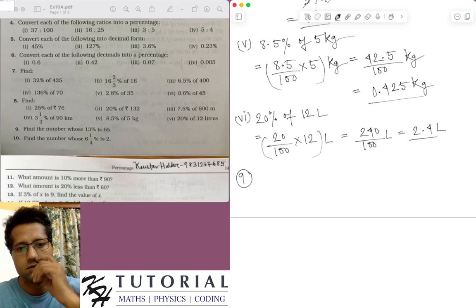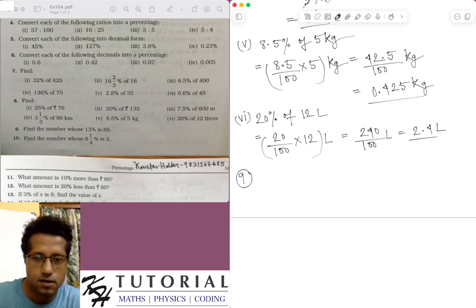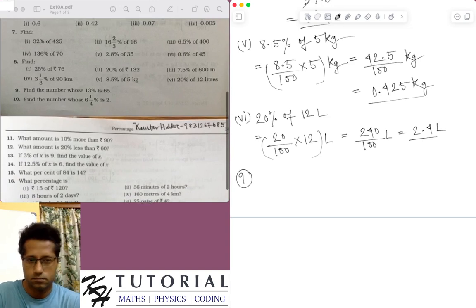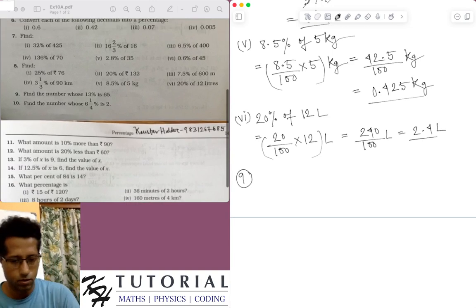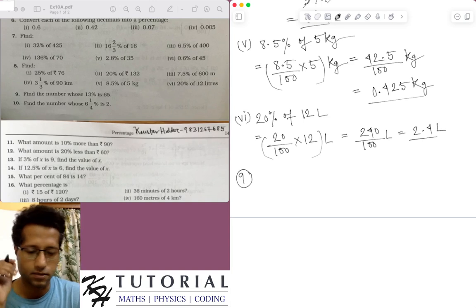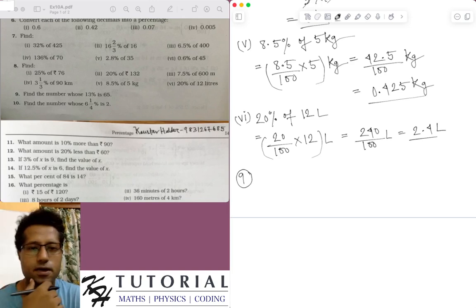Find the number whose 13% is 65. Now these are what problems. You have to understand the language very well and what exactly it is saying, because if you misunderstand the problem, you will solve incorrectly. So it is super important to understand what exactly the problem is saying, what is given and what it is asking. So question number 9 says find the number whose 13% is 65.